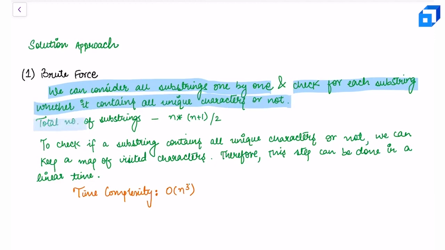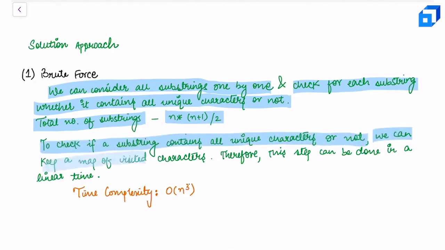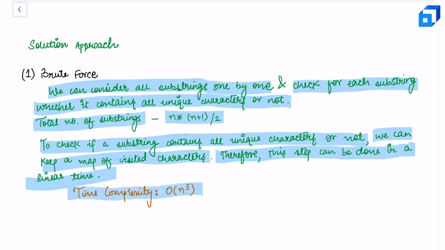So the total number of substrings is n into n plus 1 by 2. And to check if a substring contains all unique characters or not, we can keep a map of the visited characters. Therefore, this step can be done in linear time. The total time complexity of calculating all the substrings and then checking if they contain unique characters or not is going to be order of n cube.